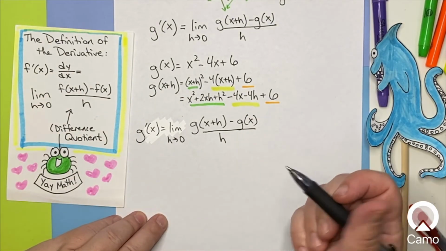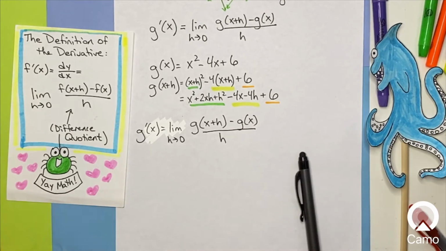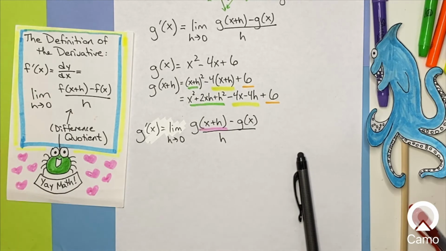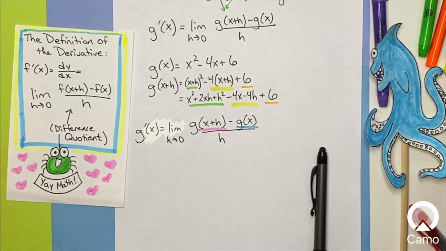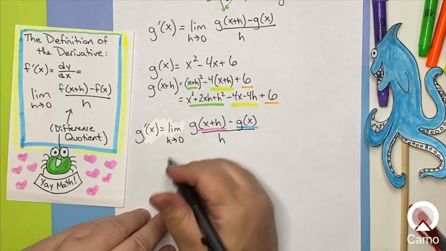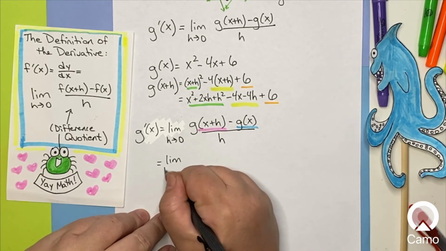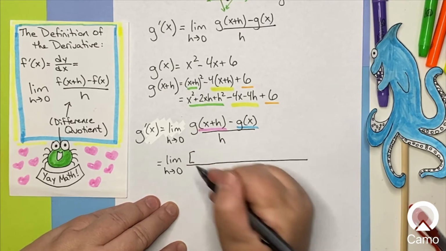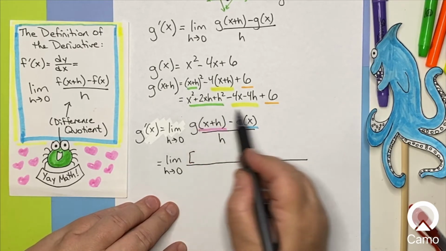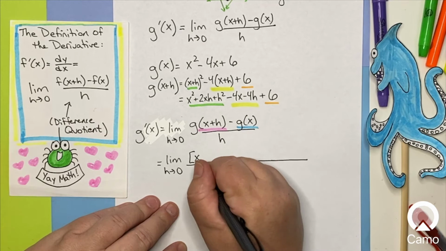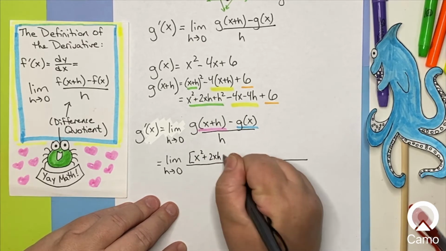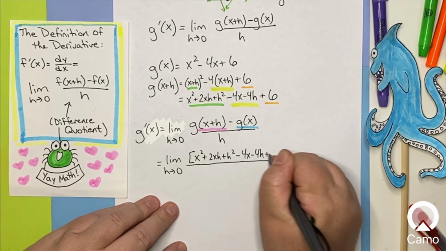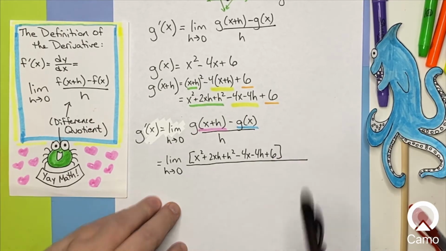Okay, so let's see, here are my colors. My g of x plus h is going to be pink, and my g of x is going to be blue because that's what I did in the previous one. So I'm going to say limit as h approaches 0 of, giving myself lots of room and a big bracket, and I take this whole thing and stick it in here: x squared plus 2xh plus h squared minus 4x minus 4h plus 6. Oh my gosh, we made it. Phew.